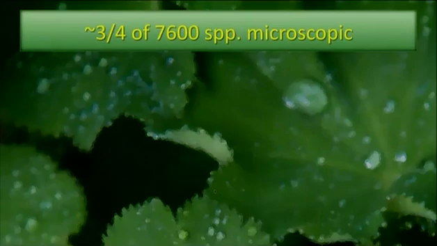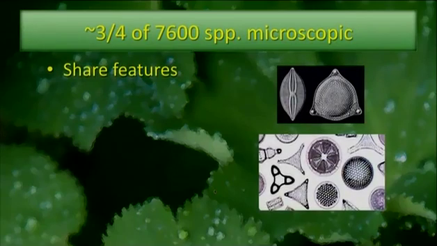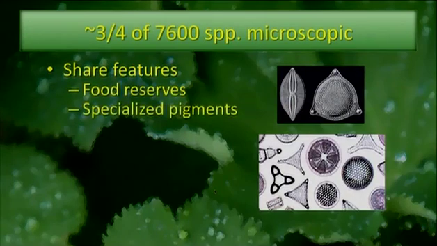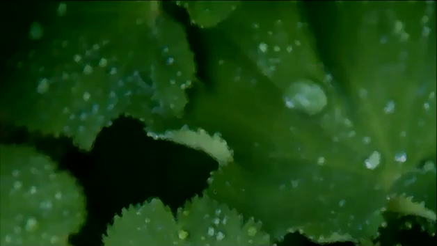About three-quarters of the 7,600 species in this group, the Chromophyta, are microscopic, but the kelps and other brown algae are actually the best known. But they share certain features in terms of their food reserves and their specialized pigments. So they think that these groups are related to each other, no matter how different looking they are from each other.